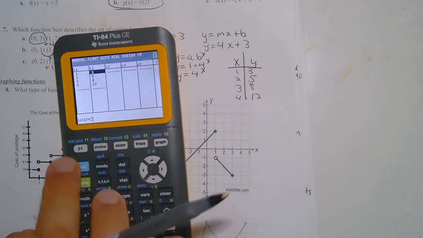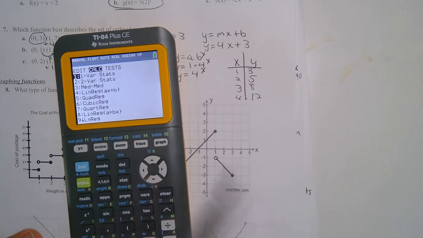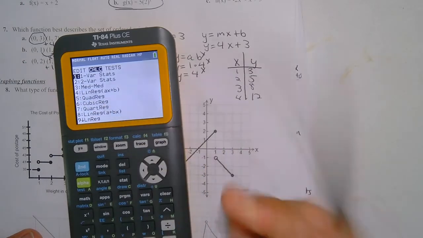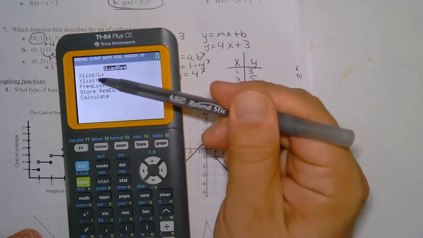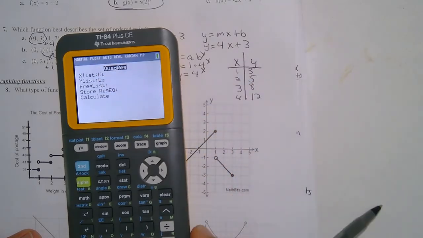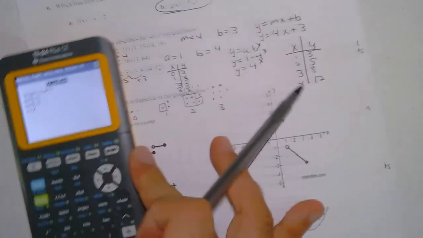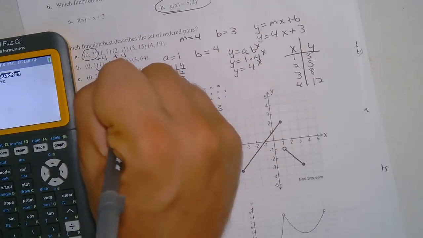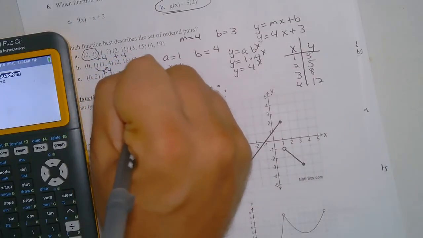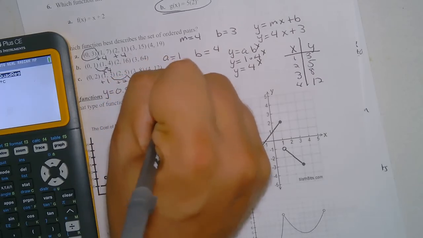Then I can quit out of that, press stat, calc, and go to quadratic regression here. My x list is list 1, my y list is list 2. Calculate that, and this tells me my coefficients. So here, this would be y equals 0.5x squared plus 0.5x plus 2.